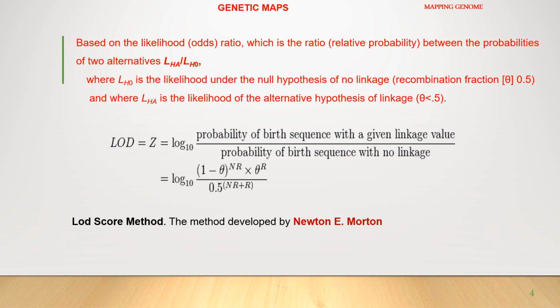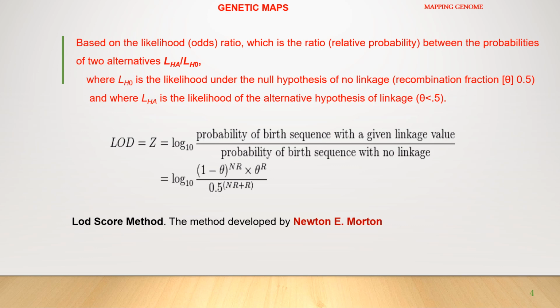As LOD is a statistical tool to calculate the likelihood of odds ratio, first a hypothesis needs to be put forward. So first, a null hypothesis H naught is put forward stating that no linkage occurs between the two genes. That is, in that case, the recombinant frequency theta is equal to 0.5. Remember, if recombinant frequency is 0.5 or above, the two genes are not linked.